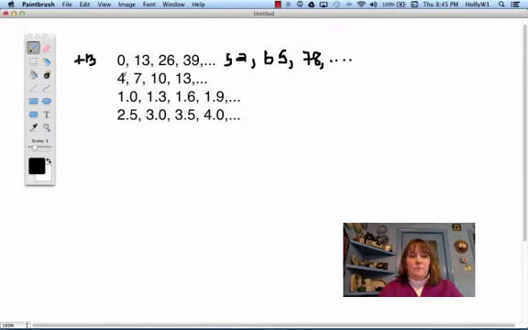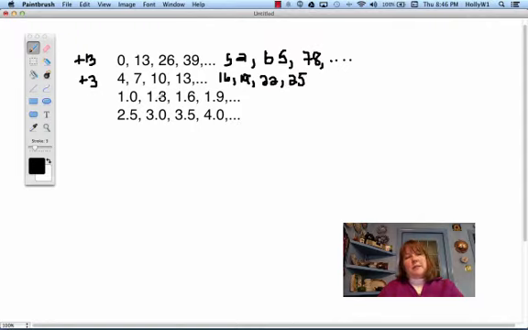The next sequence, 4 to 7 to 10 to 13, we add 3 to that, and the next 3 terms are 16, because 13 plus 3 is 16. 16 plus 3 is 19. 19 plus 3 is 22. 22 plus 3 is 25, and those are the next 3 terms in the sequence.